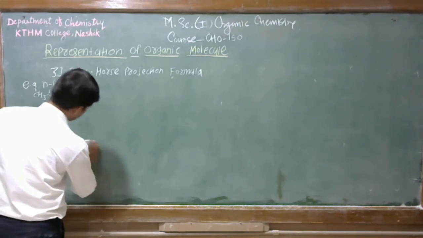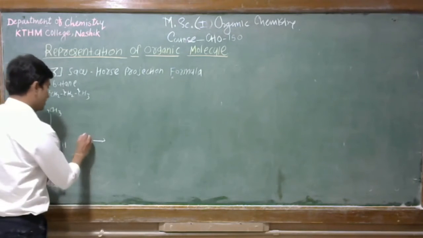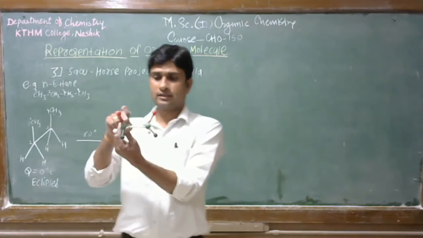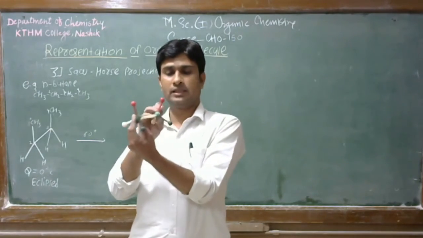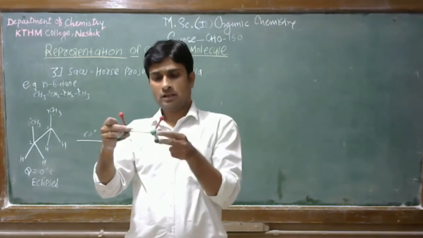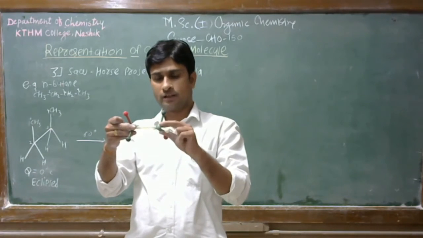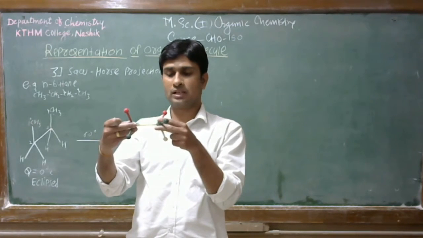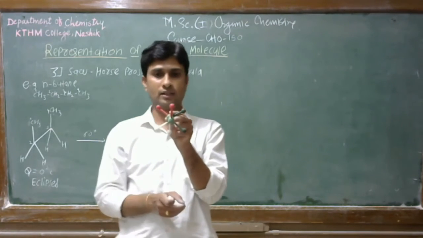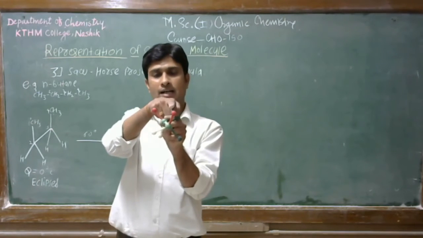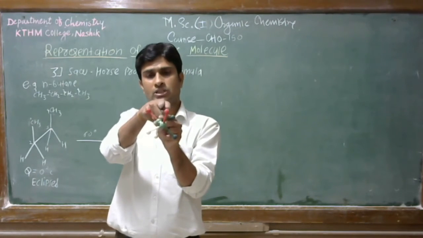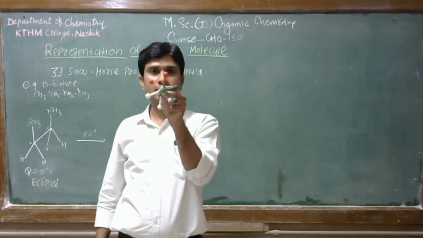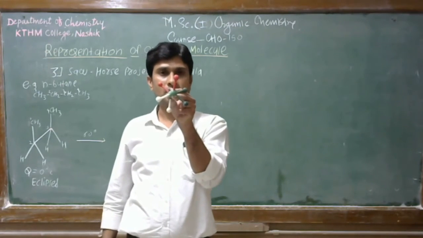If we rotate this structure by 60 degrees, see here, this is carbon number 2 and this is carbon number 3. If you rotate the structure through this single bond by 60 degrees, then the structure will appear like this. The dihedral angle between these two CH3 is now 60 degrees and this structure is known as the gauche structure.